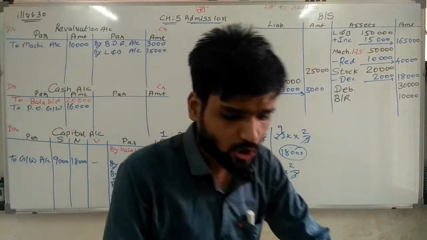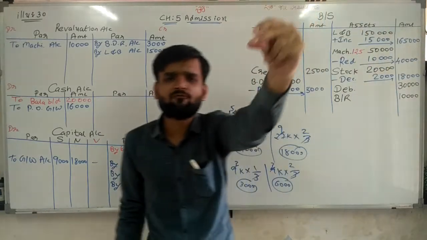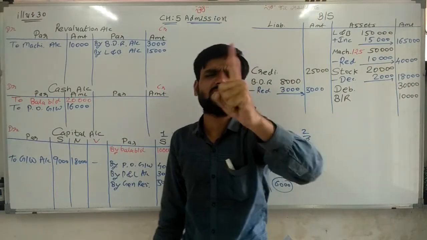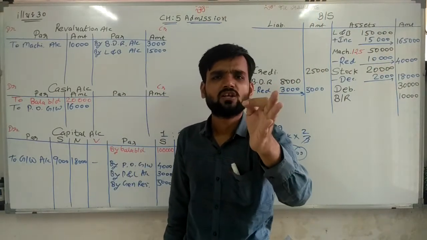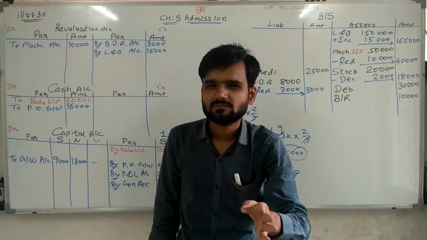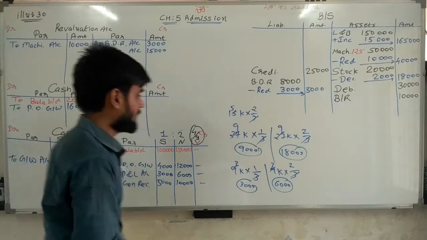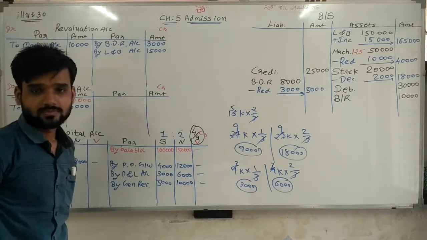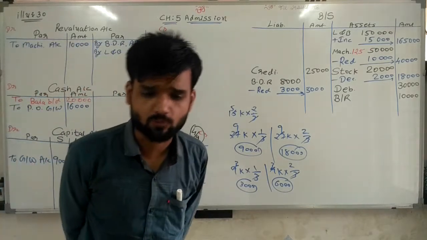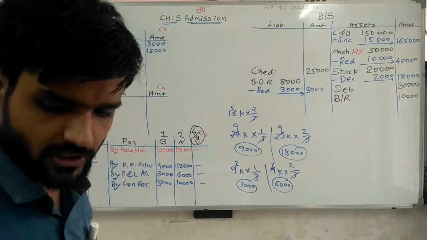Now, sir, the balance sheet is also completed. In the full sum, only one thing is remaining. Only one thing. What is it? The new partner brings 50% of net capital. Now, sir, what is 50% of net capital?